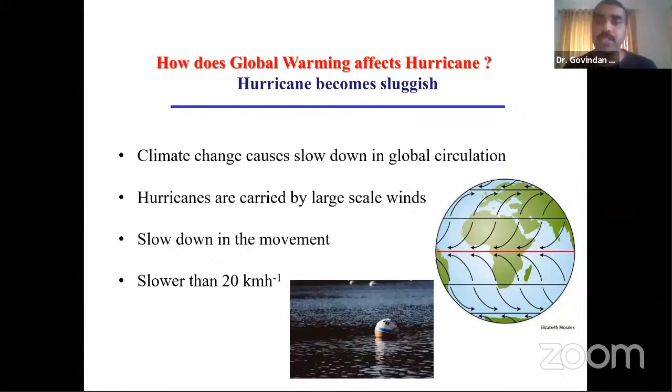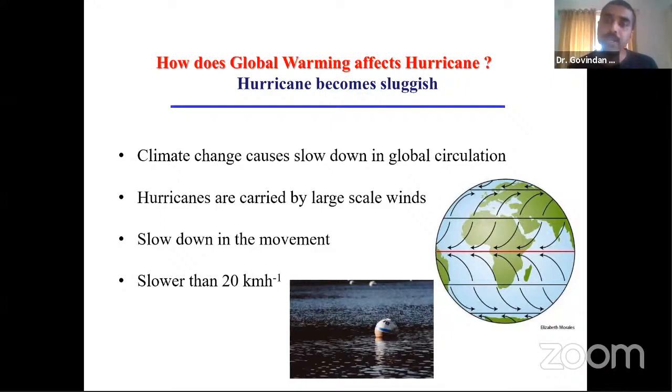So you can imagine that this ball is a hurricane and the stream of wind is the global circulation. When, due to climate change, the global circulation slows down, the movement of the cyclone also slows down, just like the ball. When the stream is moving slowly, the ball will also move slowly. The ball is a hurricane here.